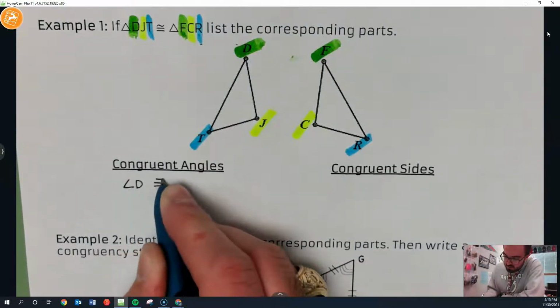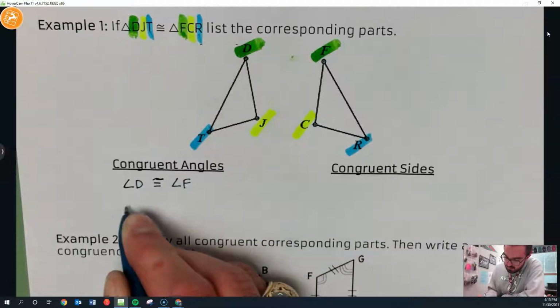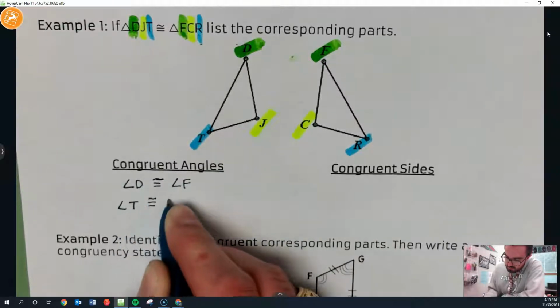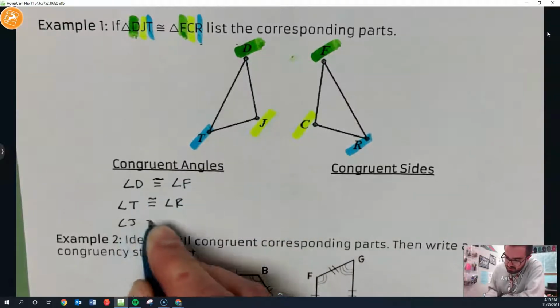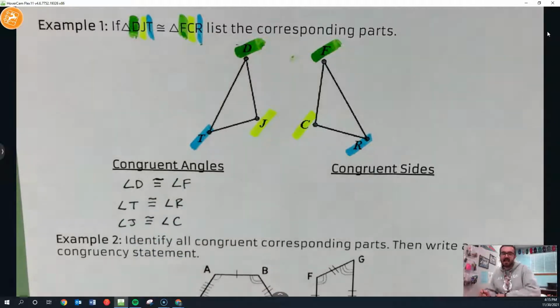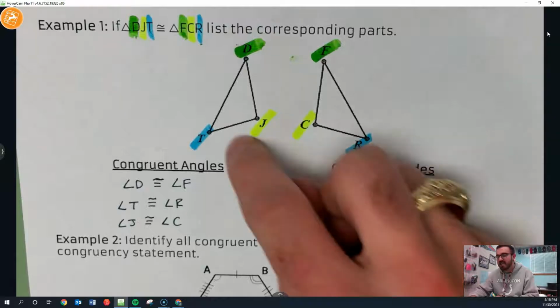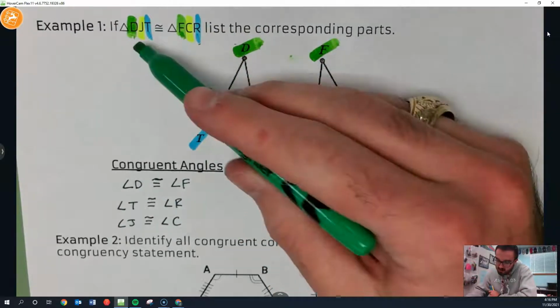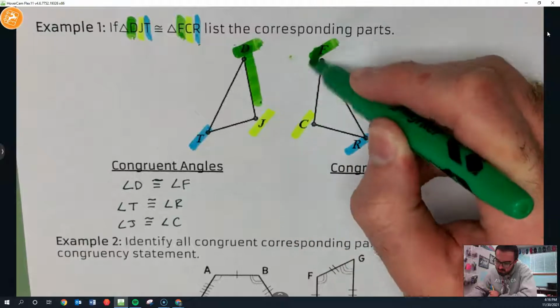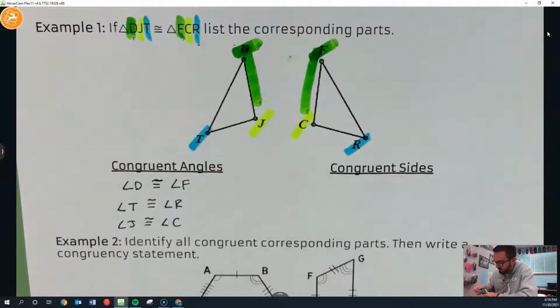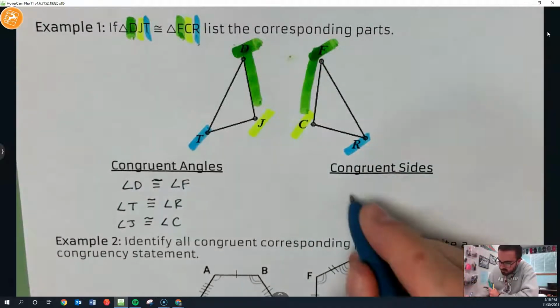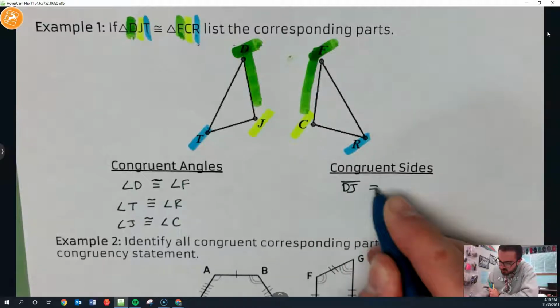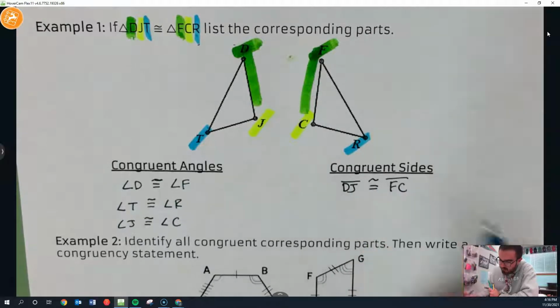Angle D would be congruent to angle F. Angle T would be congruent to angle R. And angle J is congruent to angle C. It really takes the guessing out of it, right? Now what about congruent sides? Right now none of our sides have colors, but we can give them some. So let's start with green. Let's go from green to yellow. So now we would know that DJ is congruent to FC, right? Because they're both green sides.